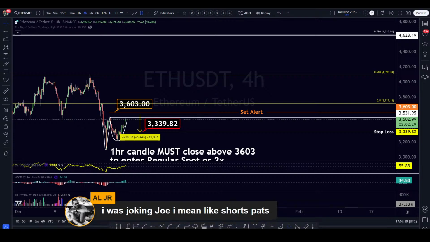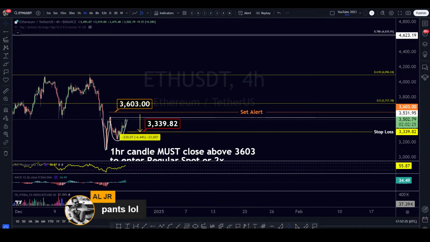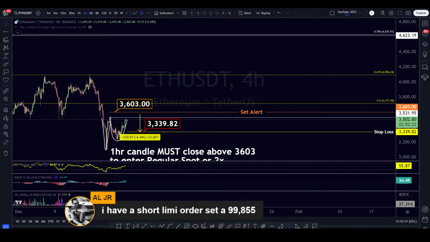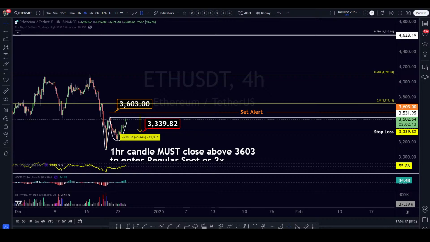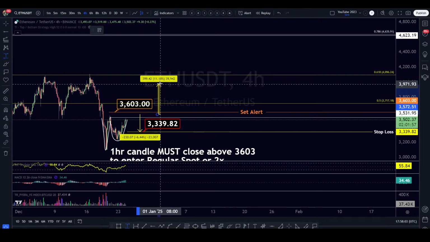Here, Al says, I was joking, Joe. I meant like short pants. Oh, man, I was scared. I have a short limit order set at, I don't know about shorts. I don't know about doing shorts right now, because it may blow through that and then you get stopped out or liquidated. If it's like $10, sure, try it. Lower leverage, possible. Okay, let's go and do this. And you got me scared too, I was like, oh, in shorts.